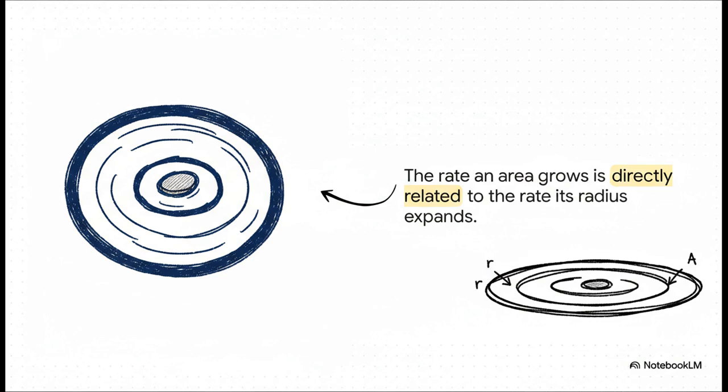And here's the perfect way to picture it. Imagine you toss a pebble into a perfectly still pond. You see those ripples spreading out, right? Well, the area of that biggest circle is growing, and at the same time, its radius is growing. The speed at which the area is getting bigger is directly related to the speed the radius is expanding. Their rates are linked. That picture right there, that's the whole concept.